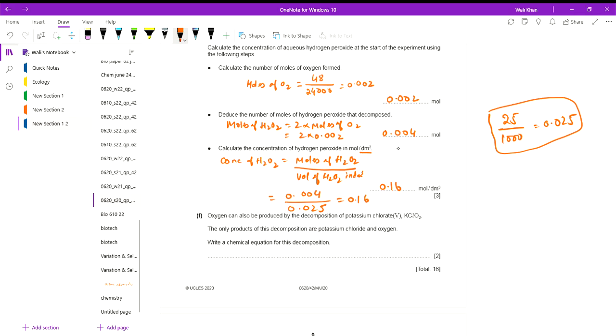Oxygen can also be produced by the decomposition of potassium chlorate. The only products of this decomposition are potassium chloride and oxygen. Write a chemical equation for this decomposition. Potassium chlorate gives KCl plus O2.